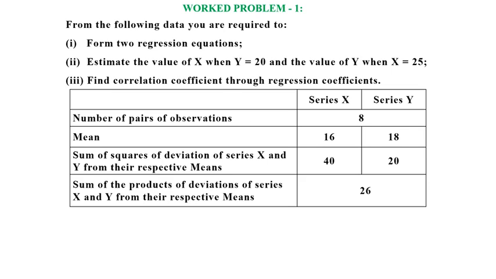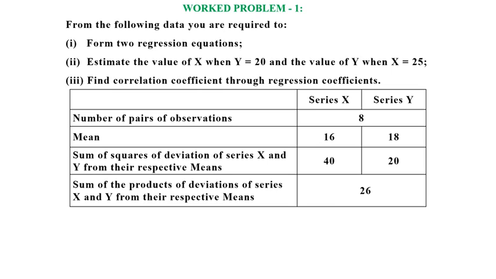The data will be given, all the computations will be done, and the final figures will be given here. So observe here, x series and y series are two series. Number of pairs of observations is 8. 8 observations have been taken from x series and y series. Mean of x series is given as 16, that is x bar, and y bar is 18. Observe here, the sum of squares of deviations of series x and series y from their respective means.